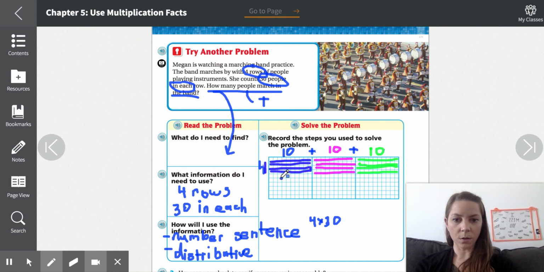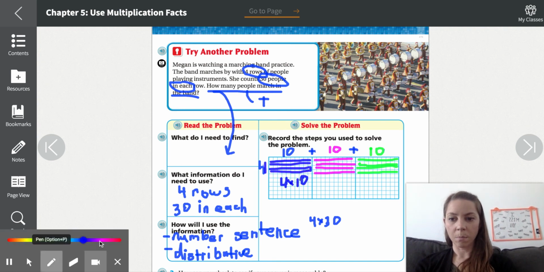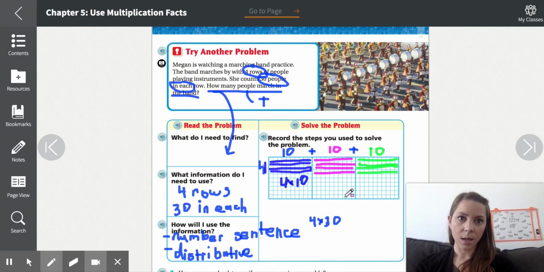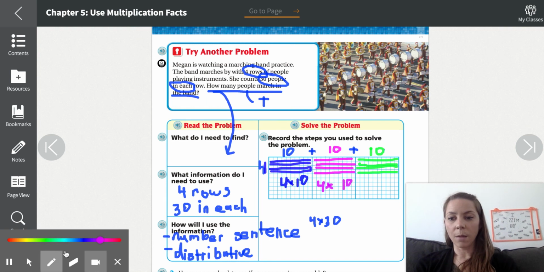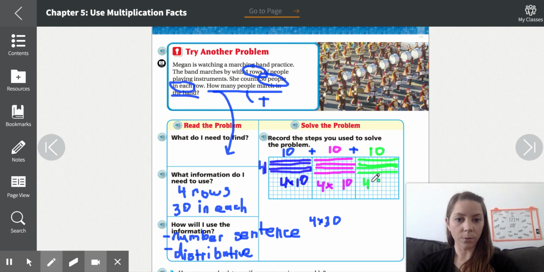So this one is 4 times 10. Then my next row, or my next array, is also 4 rows down. They're all 4 rows down, right? Every single one has 4 rows. And again, it's another group of 10. And my last section of the array is still 4 rows down. 1, 2, 3, 4, because they still have 4 rows of seats. And it's another section that I broke down into a 10.